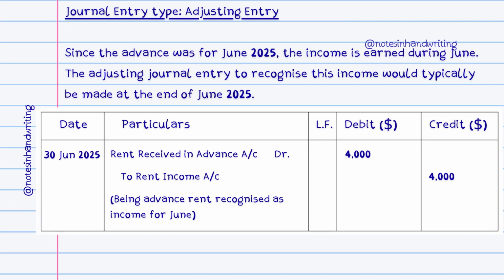Since the advance was for June 2025, the income is earned during June. The adjusting journal entry to recognize this income would typically be made at the end of June. Following is the journal entry. The accounts involved in this entry are rent received in advance and rent income.